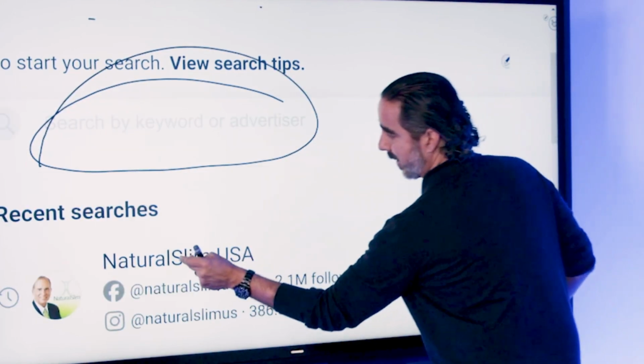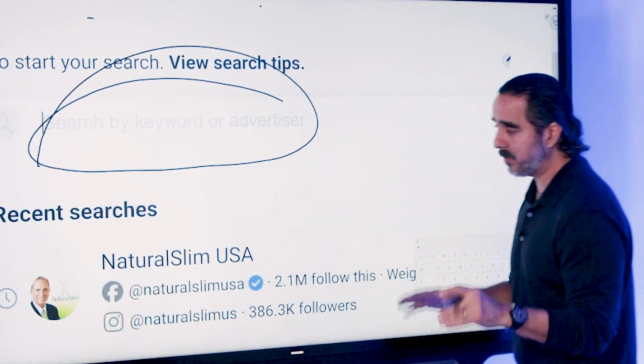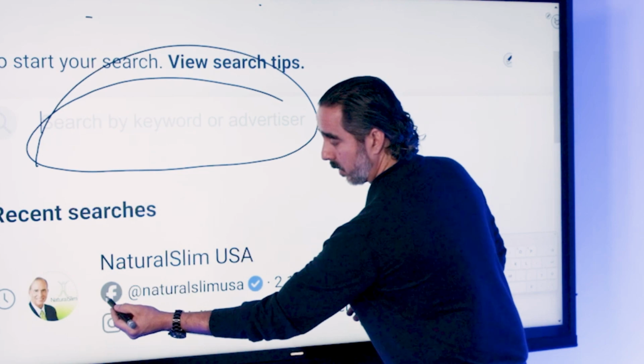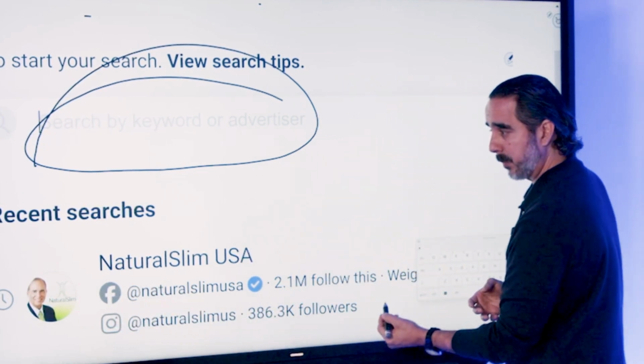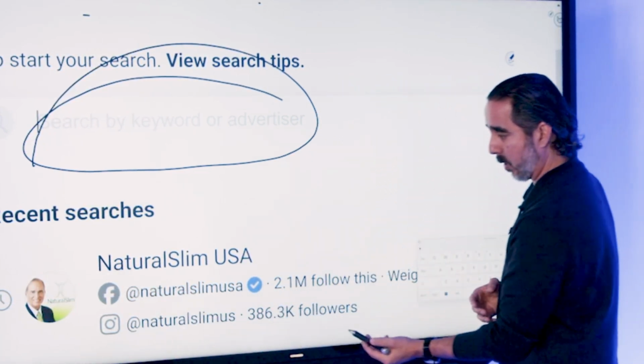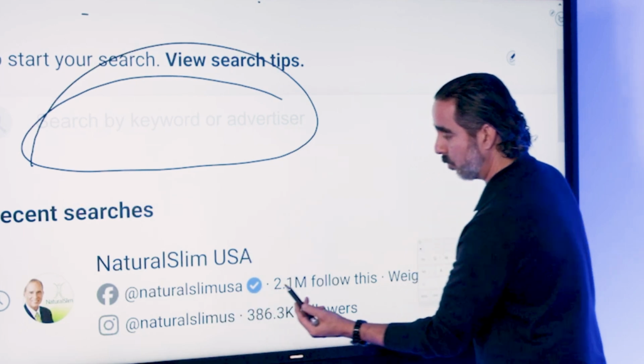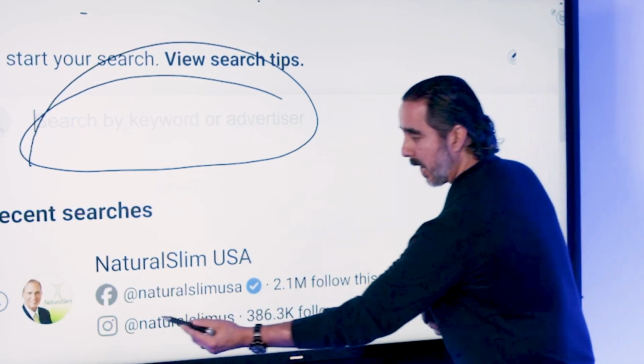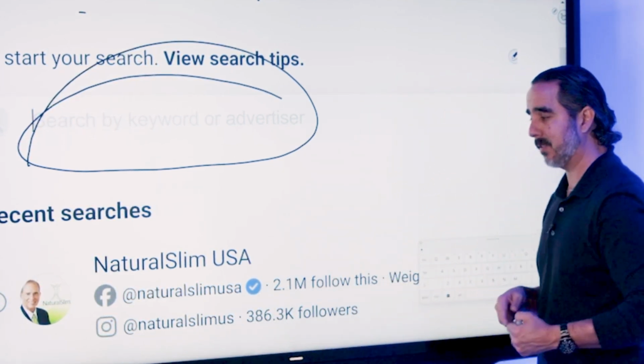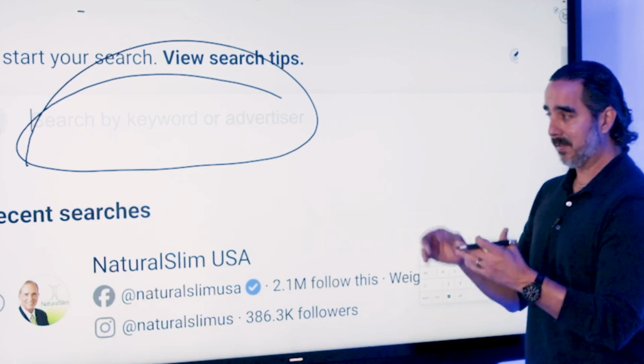And I'm gonna click on NaturalSlim USA. Notice something over here on this particular screen. There's a Facebook channel and there's an Instagram channel. This one on Facebook has 2.1 million followers, and this one on Instagram has 386,000 followers. That's the one that I wanna check.